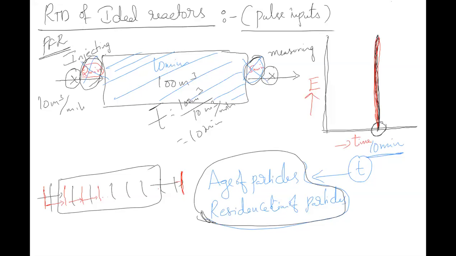Same residence time means a vertical line, not a horizontal line. Suppose I draw a horizontal line like this, what does that mean? Some particles have this residence time, some particles have this residence time, some particles have this residence time. What is the x-axis? Residence time, no. Same residence time means all the particles will have the same RTD.